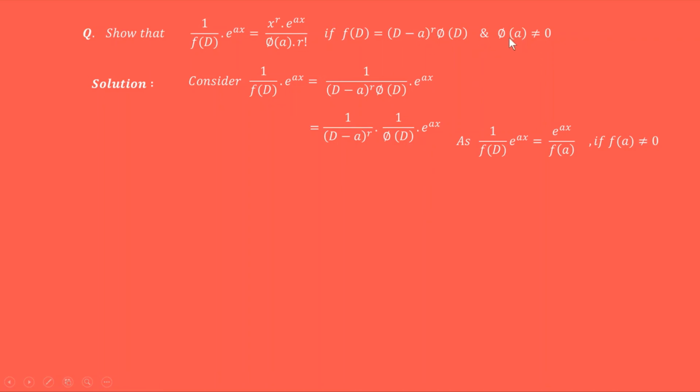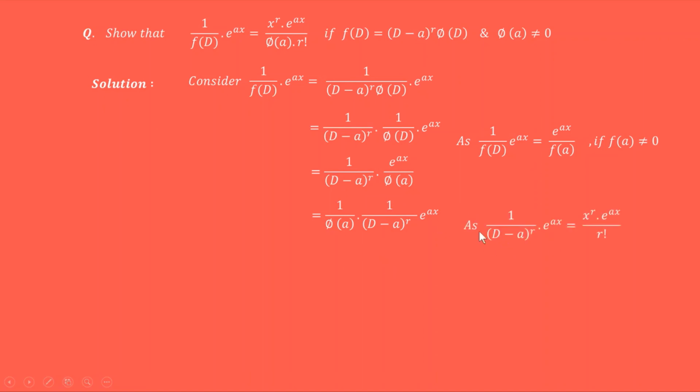You know here phi(a) is not 0, and so here you can use 1/f(D) e^x = e^x / f(a) if f(a) is not 0. If f(a) is not 0, then we put D equal to a. Similarly here phi(a) is not 0, so put D equal to a, and so we get 1/(D-a)^r as it is, times e^x / phi(a). Take this 1/phi(a) outside, so 1/phi(a) times 1/(D-a)^r e^x.